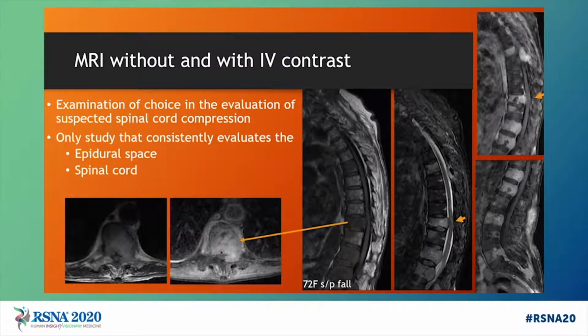MRI without and with intravenous contrast is the study of choice in the evaluation of suspected spinal cord compression. It really is the only study that consistently evaluates the epidural space and the spinal cord, as in this patient with lower thoracic canal compromise due to retropulsed vertebral body into the spinal canal.